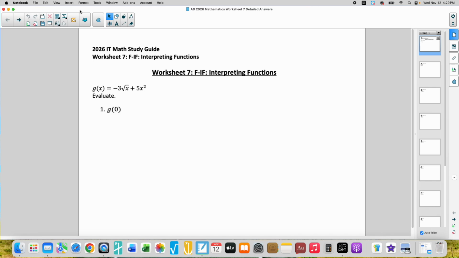Sorry, this is late getting to you, but this is worksheet number 7 for academic decathlon in mathematics. This is very relevant to what we're learning right now, which is functions.